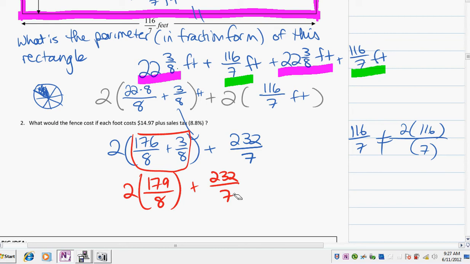So now I can double. Again, let me double the 179. It gives me 358.